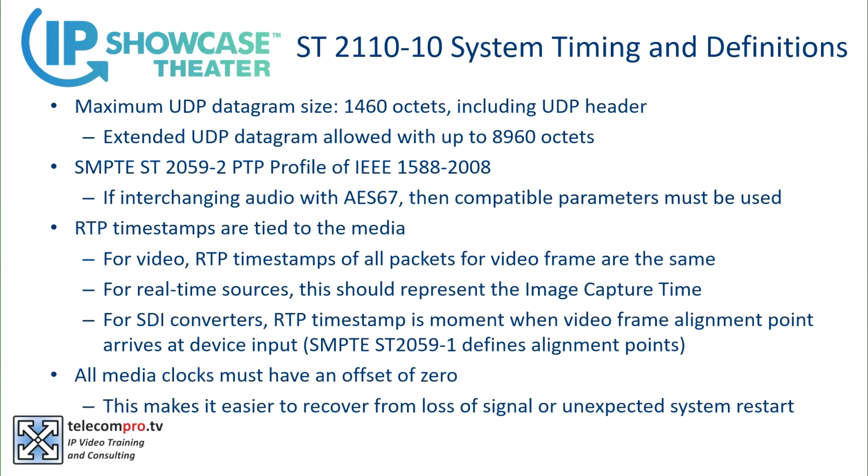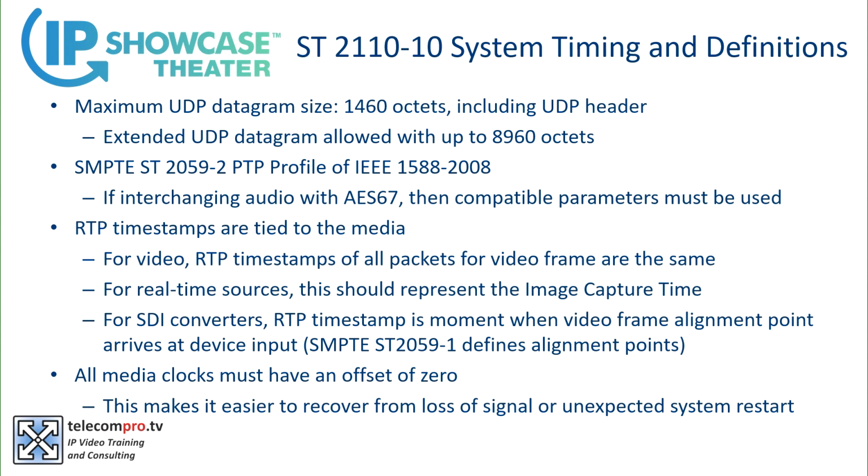This is the system level specification. It tells us a few things. First of all, what's the maximum size packet that we can have? The maximum standard size is 1460, okay? You can have jumbo datagrams, like we use in some of our file recording systems today. They can have up to 8,960 bytes in them. So that would handle a 90,000 packet frame. Yeah. So that's in the 2110-10 standard.